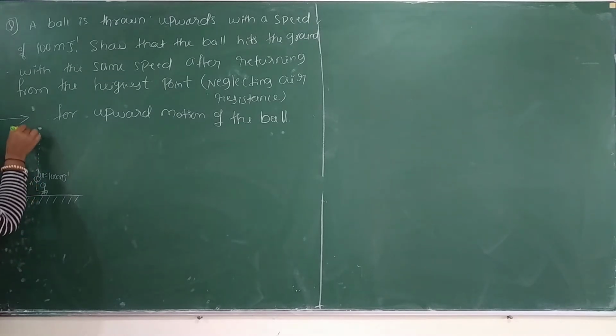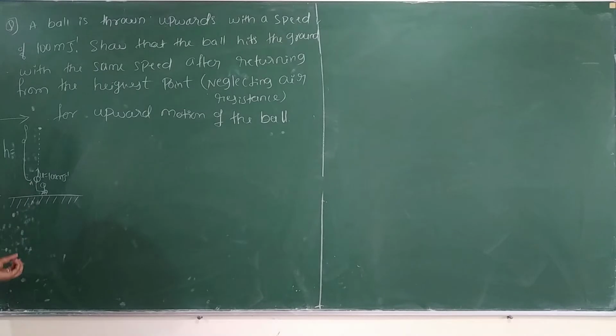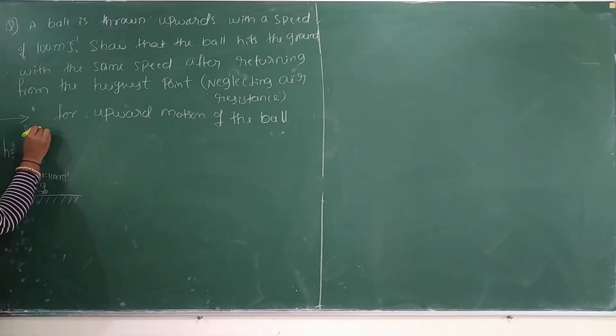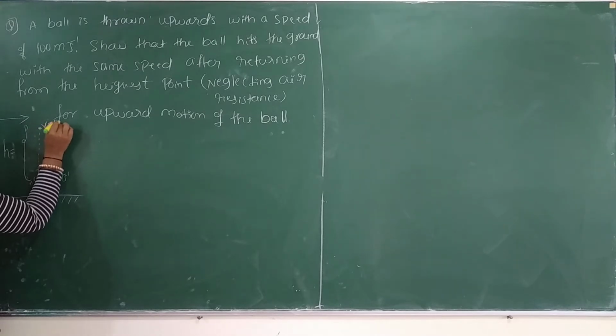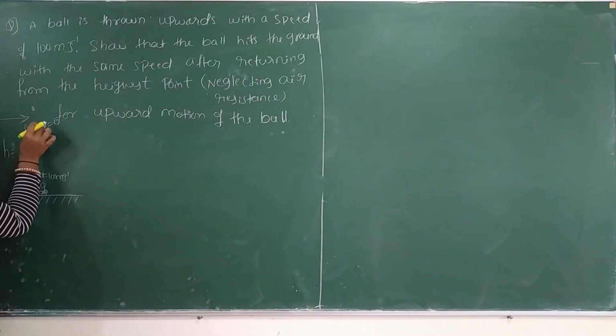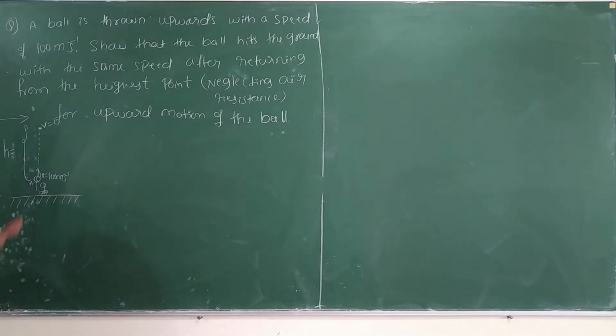It will reach a highest point, and this distance, let us take it as h. H is the maximum distance covered by the ball when it is thrown vertically upward. So once it reaches the highest point, its final velocity will be 0. Why? At the highest point, that ball or object will be momentarily at rest, which means its final velocity will be 0.